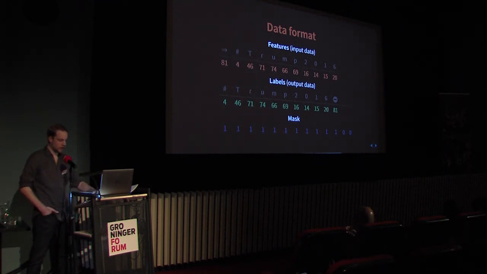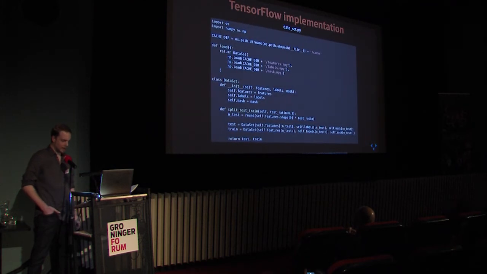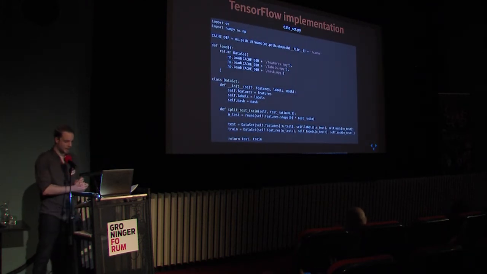Okay, it's time for some code. It's going to be a lot, so I'll try to make it quick. Dataset.py. Here we load in a bunch of NumPy arrays, the features, the labels, and the mask, as I just showed you. They're all 2D matrices with number of examples by maximum number of time steps. And we're just assigning it to one object.